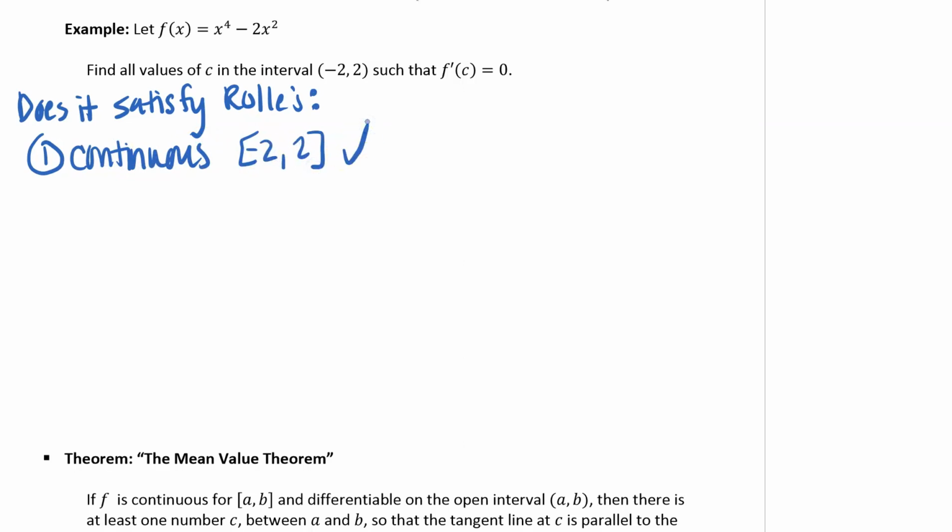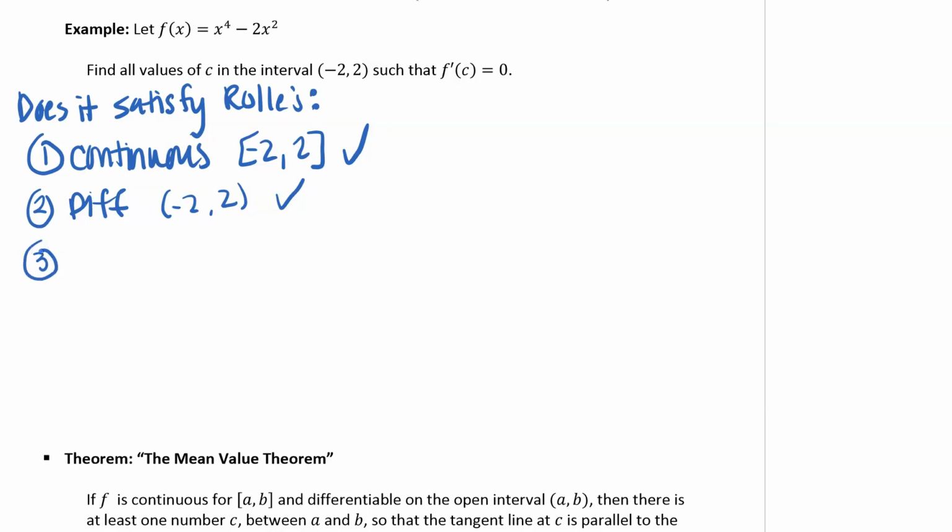Yes, it is. This is an x to the fourth function, so it's real similar to your quadratic function, especially in its end behavior. There's no division by 0 or square roots of negatives. There's nothing really funny going on with that one. And step 2, is this differentiable on the open interval from -2 to 2? Again, similar conversation, but it is differentiable.